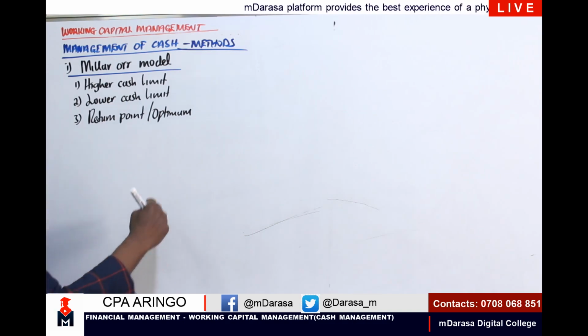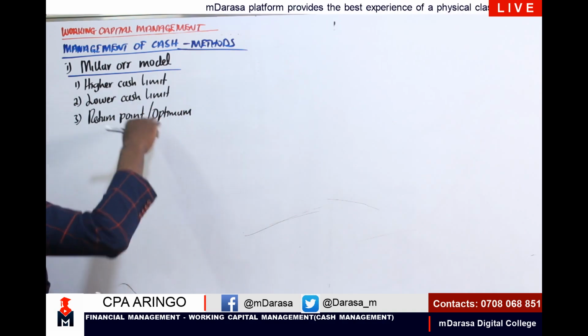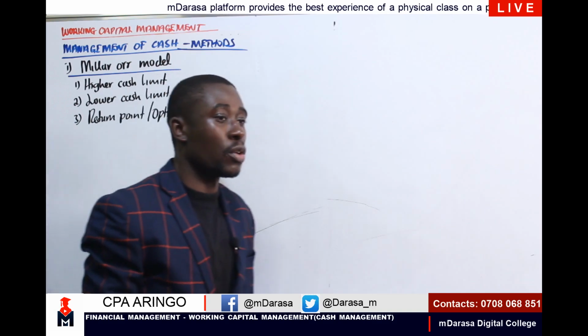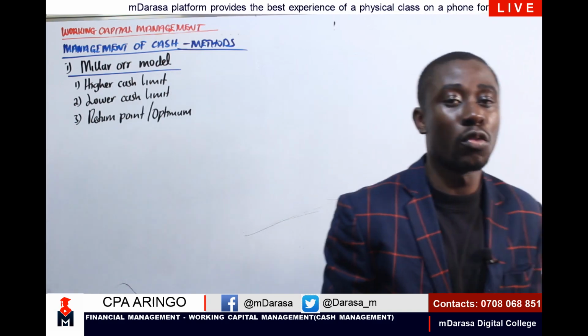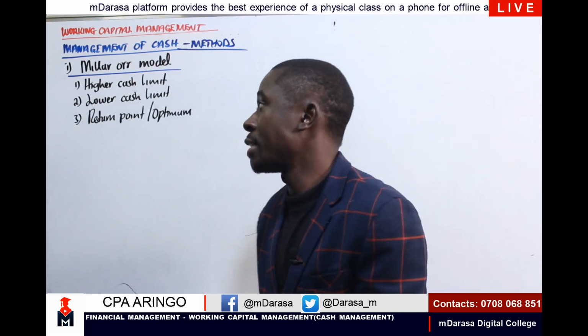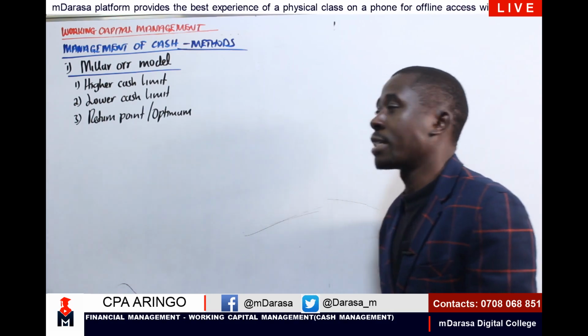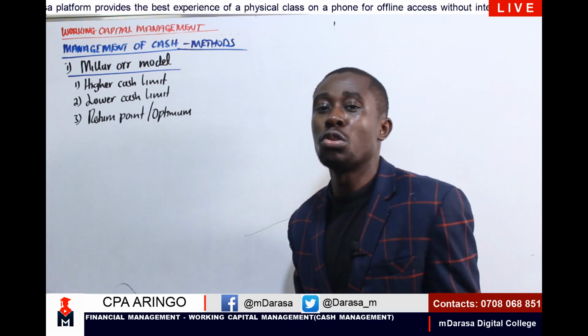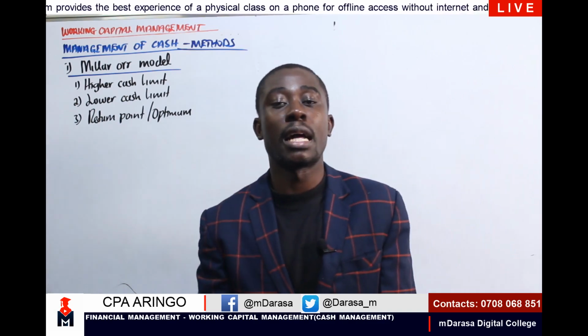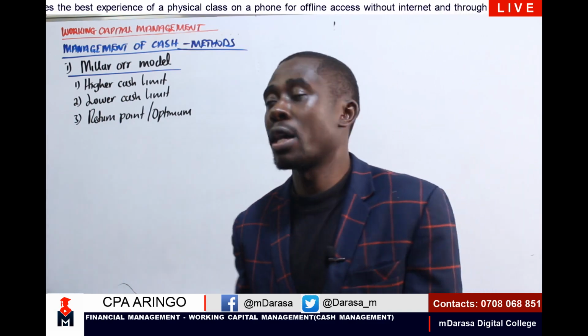So many times you'll find that the firm will always make sure that so long as this cash is fluctuating between the higher cash limit and lower cash limit, the firm will not be incurring any form of transaction costs. Because the whole idea is that if you are to maintain this cash, we should incur the minimum cost as much as we can.